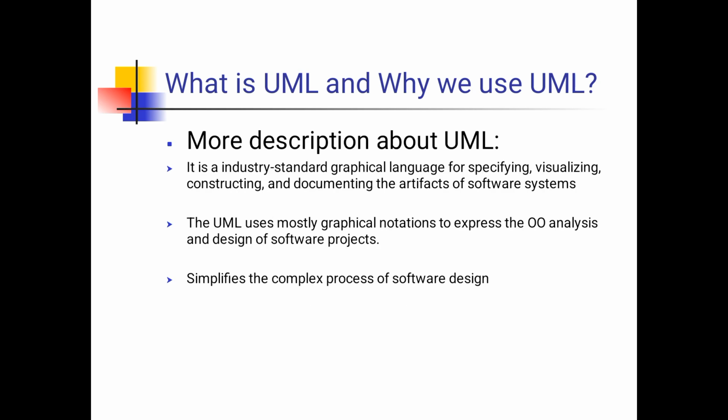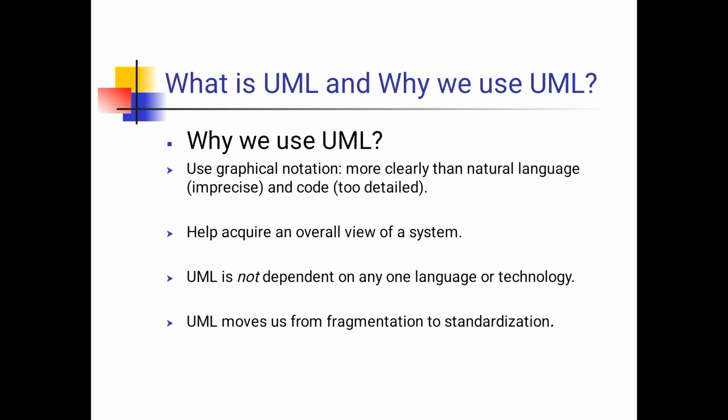More description about UML. It is an industry standard graphical language for specifying, visualizing, constructing, and documenting the artifacts of software systems. The UML uses mostly graphical notations to express the object-oriented analysis and design of software projects. It simplifies the complex process of software design.